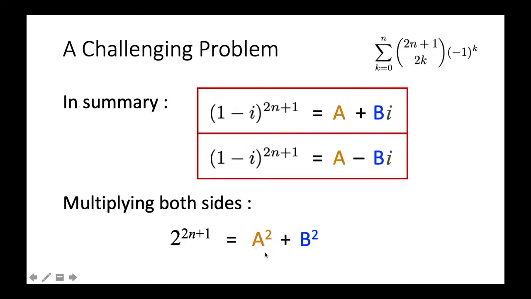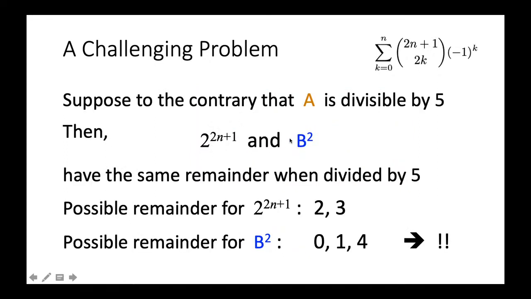Now, if a is divisible by 5, then a squared is also divisible by 5. So in that sense, when the left-hand side and the right-hand side are divided by 5, they must have the same remainder. So this one, 2 to the power 2n plus 1, when it is divided by 5, will have the same remainder as if we are dividing b squared by 5. Okay, so we are claiming that this term and this term, after division by 5, will have the same remainder.